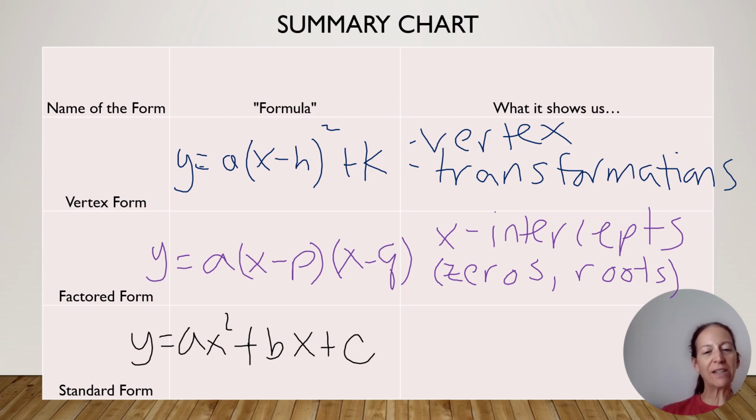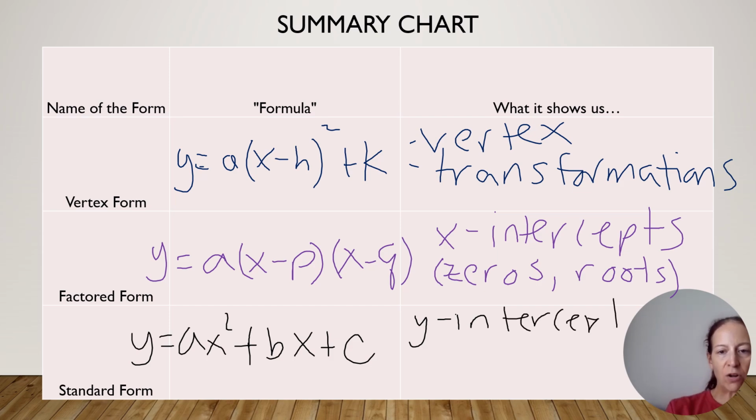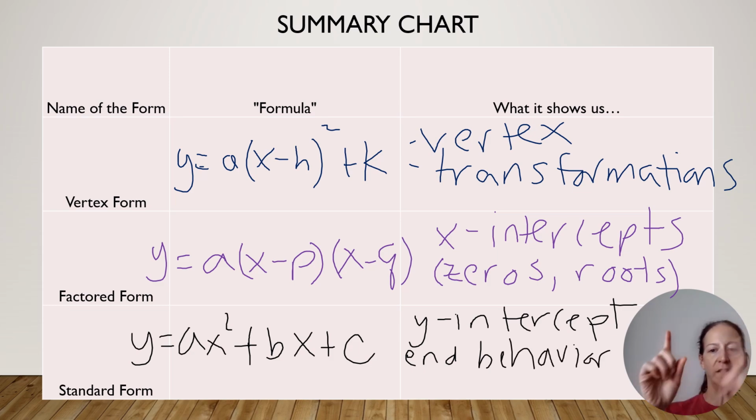What does standard form tell us? It tells us the y-intercept. We can get the y-intercept off of standard form. And it also tells us something called the end behavior, which is what the parabola does at the ends. Does it point up at the ends? Does it point down at the ends? And it does that by telling us the flip on it, which way it's flipped.